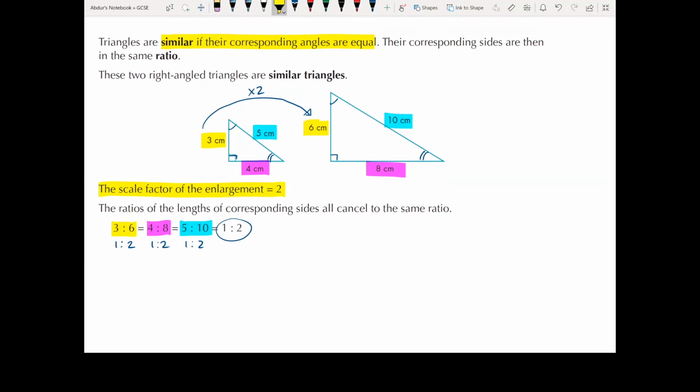So that's the key elements for similar shapes, is that one is an enlargement of another. So then we can find what this scale factor is. And once we've found the scale factor, we can go from the smaller shape to the larger shape by multiplying by the scale factor. And we can divide by the scale factor to go from the larger shape to the smaller shape.